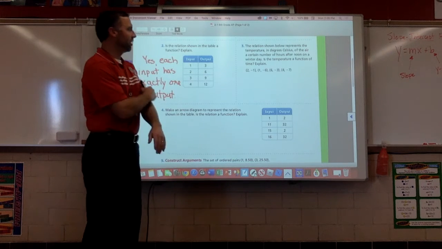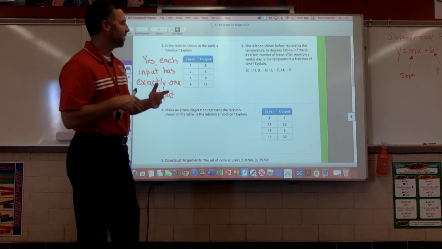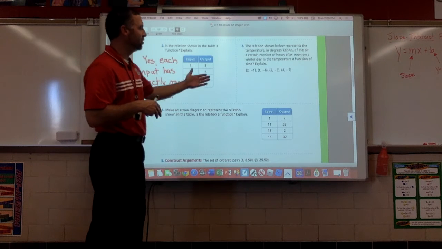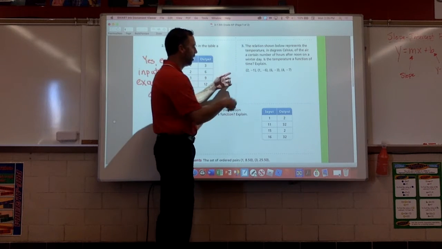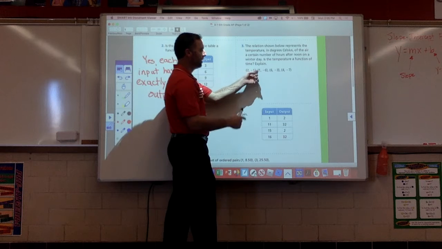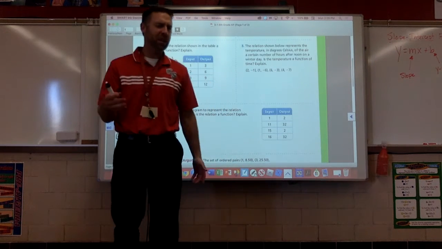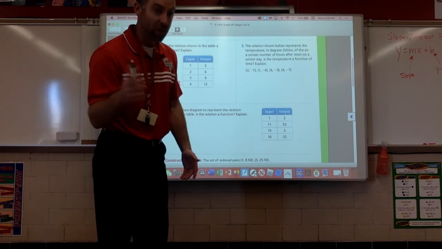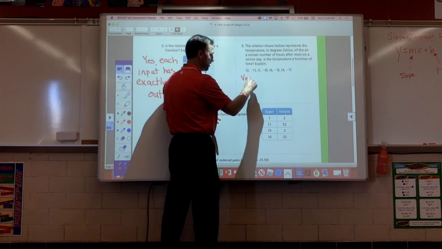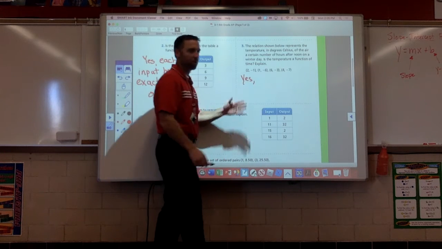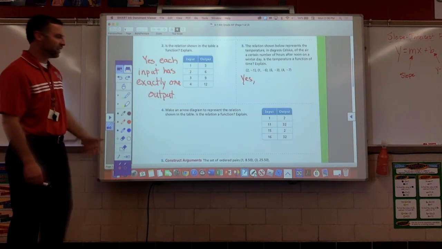If we look at number 3, the relation shown below represents the temperature in degrees Celsius of the air a certain number of hours afternoon on a wintry day. Is the temperature a function of time? Well, again, all I have to do, folks, is read the X values: 2, 1, 6, 4. Did I ever say the same number twice? No. That means yes, this is a function. Why is it a function? For the same reason here. Each input has exactly one output.